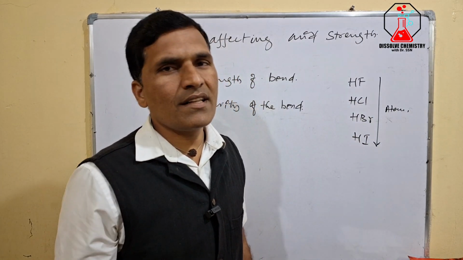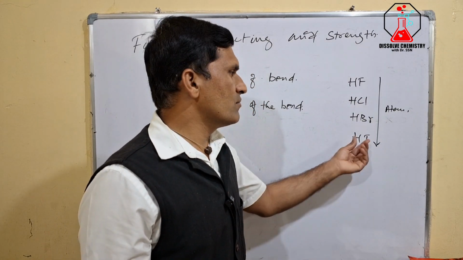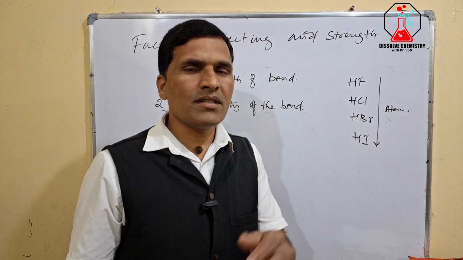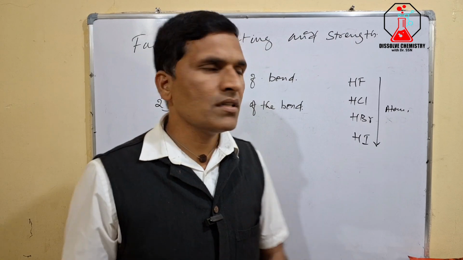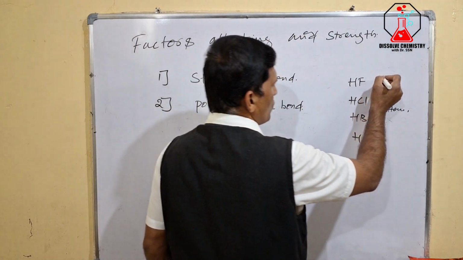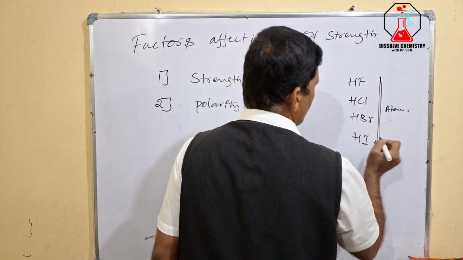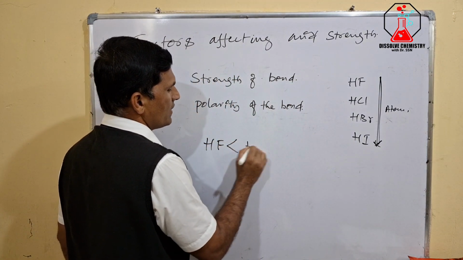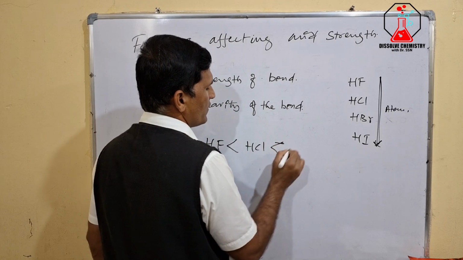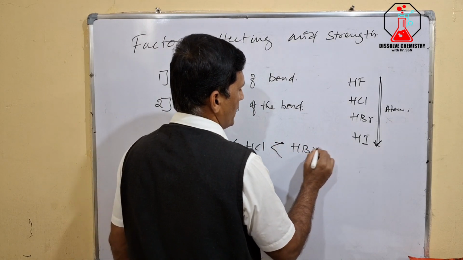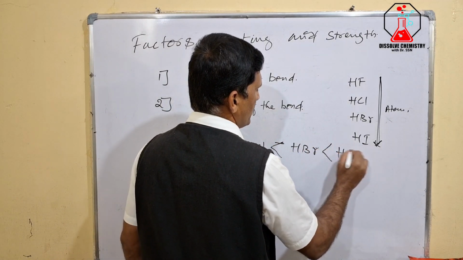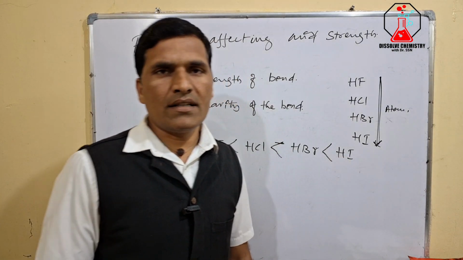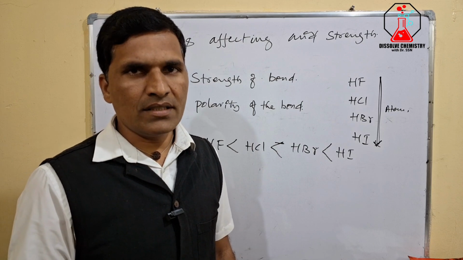As the bond strength decreases, the bond breakage will be rapid. As bond breakage is rapid, the acid is said to be more strong. So therefore acid strength goes on increasing as we move down the group. So HF will be a weaker acid than HCl, and it will be weaker than HBr, and lastly weaker than HI, or HI will be the strongest acid among the halo acids, we can say.